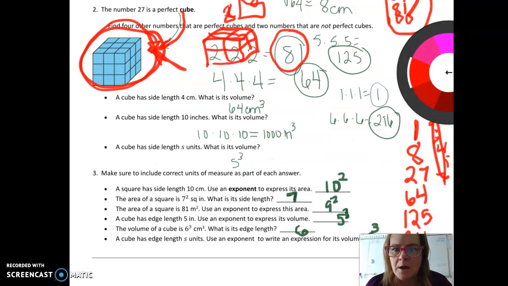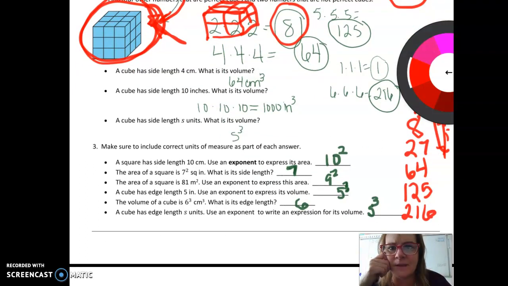A cube has a side length of 4. What's the volume? Well, it'd be 4 times 4 times 4, which is 64. A cube has a length of 10. What's its volume? We're just going to do 10 times 10 times 10, or 10 cubed, and we get 1,000 cubic inches. So if a cube has a side length of s units, what's its volume? It's going to be s times s times s, which is the same as s cubed.